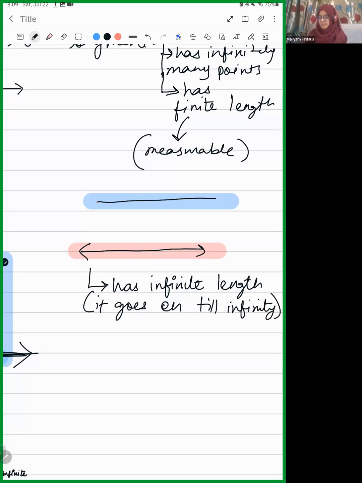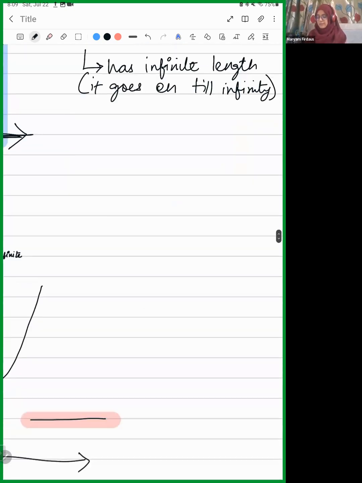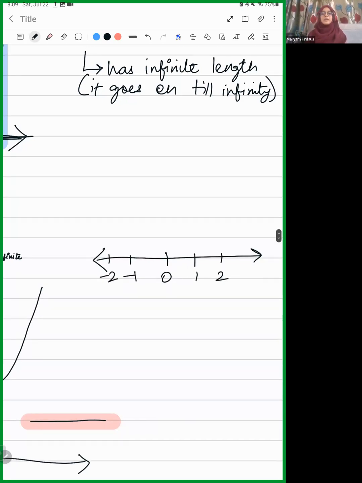Let me give you another example. Let's take the example of a number line. You say 0 here, 1 here, -1 here, -2 here. What if I run out of space? The arrow gives me the scope that I can just remove the arrow and say, well, it goes on beyond that. And this one, it goes on beyond -2. I can keep on increasing the length of this line because the length is not defined.